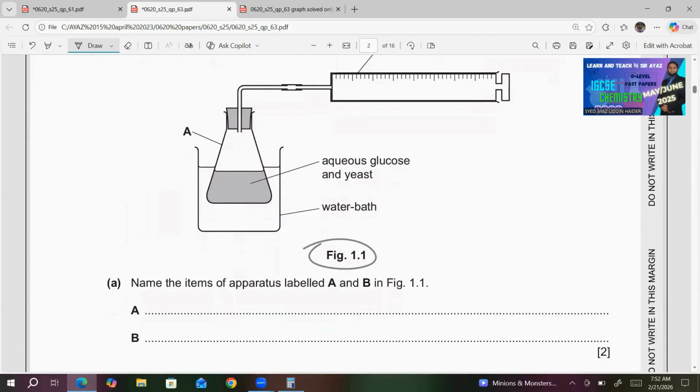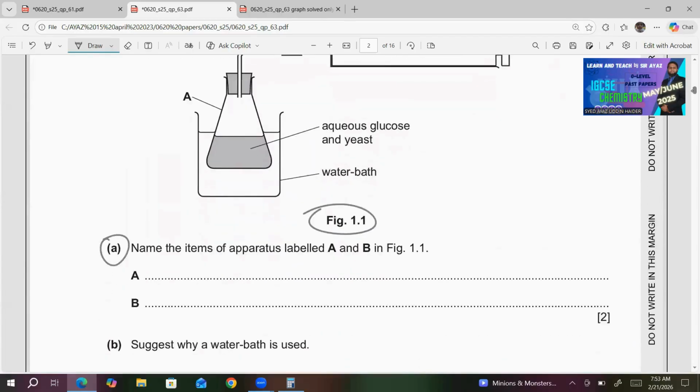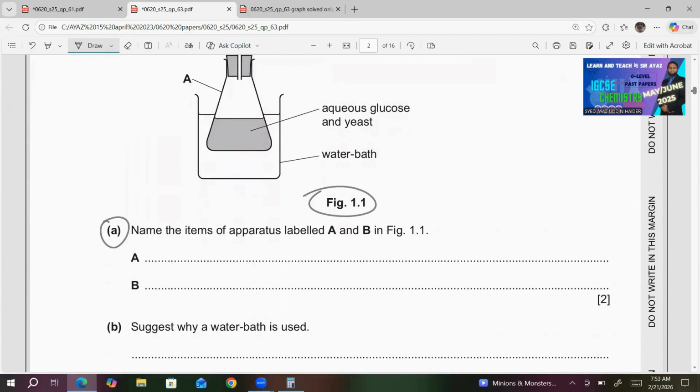Part A. Name the items of apparatus labeled A and B in figure 1.1. You see, A is a conical flask and B is a gas syringe. So you write conical flask here, and gas syringe for B.